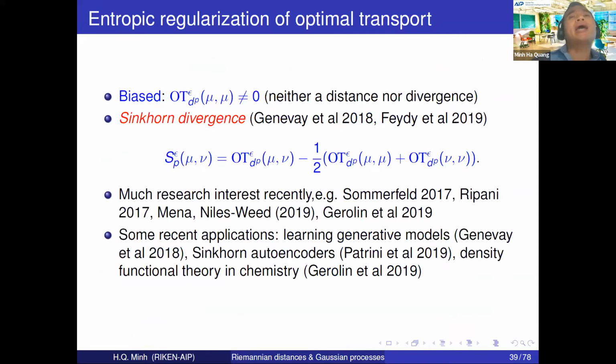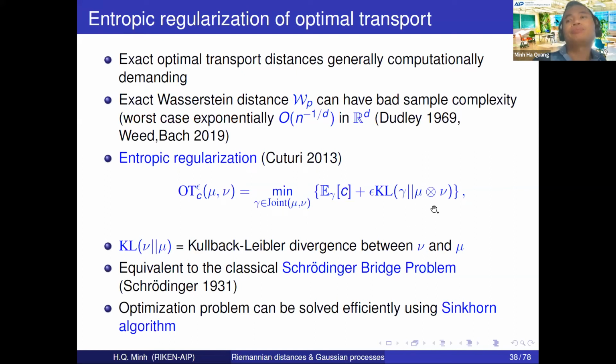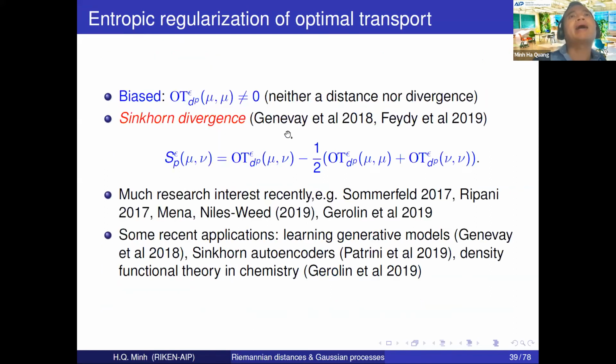In general, when we add this term here, this OT epsilon becomes biased, because the OT epsilon between mu and mu is no longer equal to 0 in general. So it's not a distance or divergence. One way to fix this is debiasing: instead of just OT epsilon, we subtract half of OT epsilon of mu and mu, and half of OT epsilon of nu and nu, then add OT epsilon between mu and mu. So this now becomes a divergence, because it's guaranteed that S epsilon of mu and mu is equal to 0. This is called the Sinkhorn divergence.